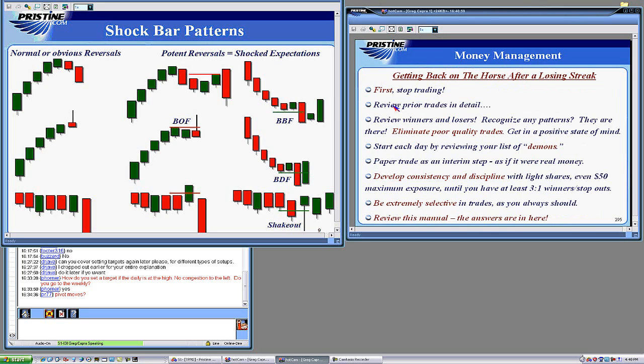Getting back on the horse. You've gone through a losing streak. You keep having losers. Well, why do you keep trading? Stop trading. Take a step back from it. The market will be here. This is what gets traders into revenge trading. I've got to make my money back. It becomes a vicious cycle. So you've got to get some distance from that negative energy, so to speak.